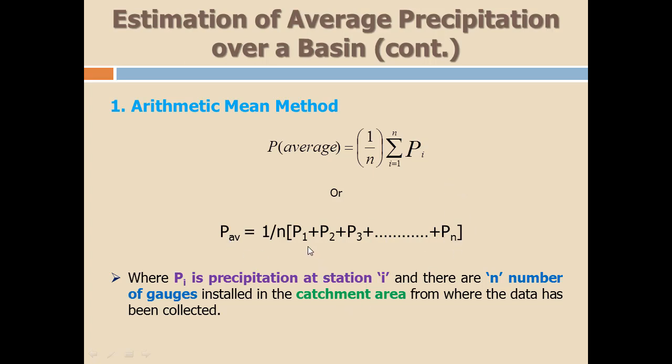So here 1, 2, 3 represent the station number. P1 means the precipitation at station 1, P2 means the precipitation at station 2, P3 means the precipitation at station 3, and so on. And the last one, Pn, means the precipitation at the nth station, where Pi is the precipitation at station i, and there are n number of gauges installed in the catchment area from where the data has been collected. So n is the number of gauges.